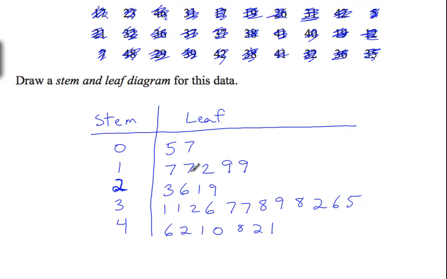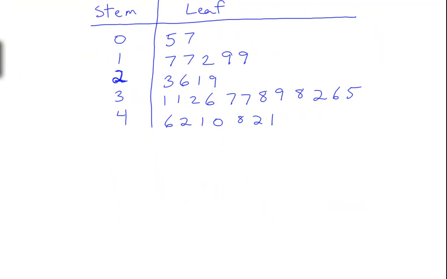1, 2, 3, 4, 5, 6, 7, 8, 9, 10, 11, 12, 13, 14, 15, 16, 17, 18, 19, 20, 21, 22, 23, 24, 25, 26, 27, 28, 29, 30. Perfect. Okay, so all 30 scores are represented in this messy stem and leaf plot or diagram. So let's clean it up, or let's order it.